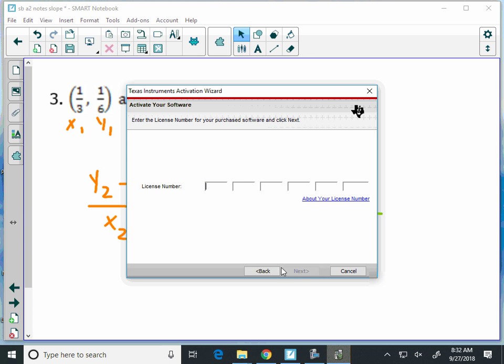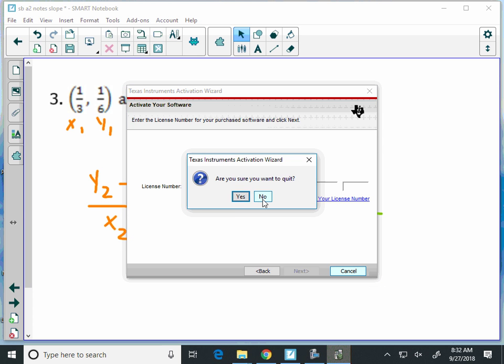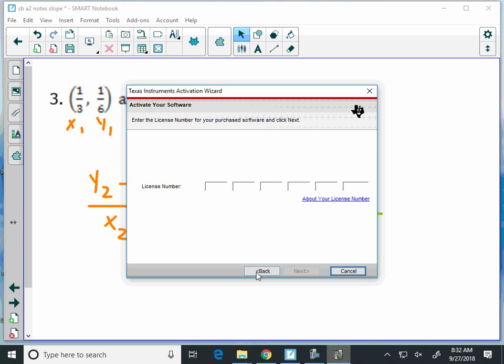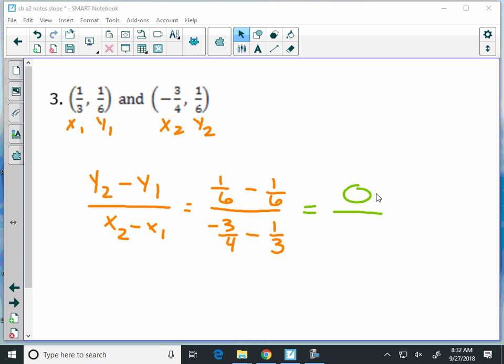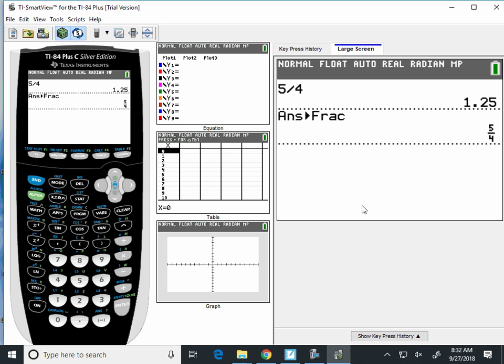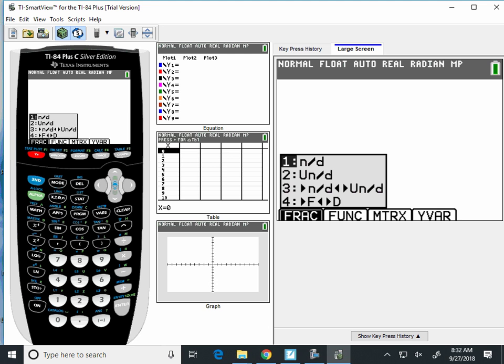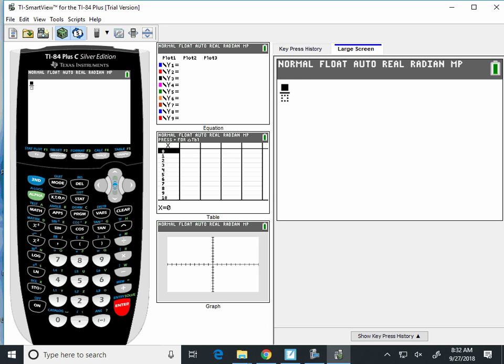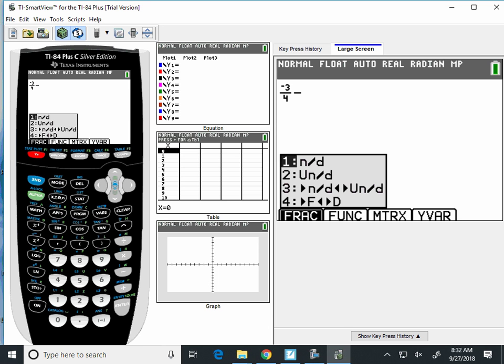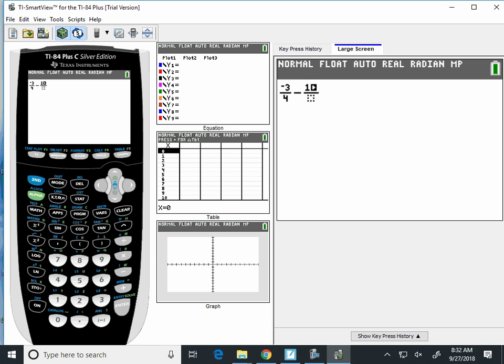You want to get your calculators out. This is how you type a fraction in your calculator if you don't remember from previous years. To get your fraction, you're just going to do alpha, y equals, enter. There's your fraction bar. And we had negative 3/4, so do negative 3 over 4, arrow out, minus, was it 1/3? Minus alpha, y equals, enter, and you get 1/3.